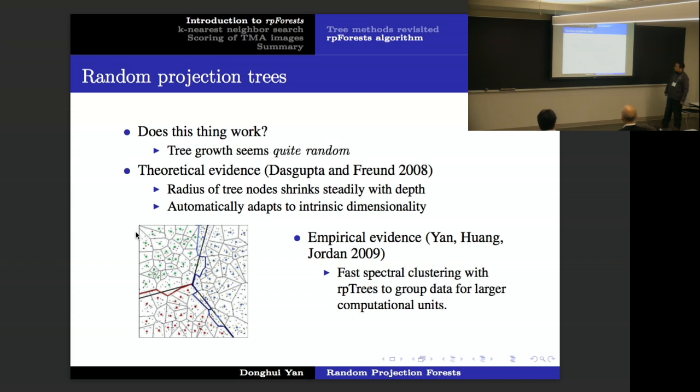And there's also empirical evidence. For example, in the method which I proposed with my friends Huang and Jordan in 2009, we wanted to speed up spatial clustering, which usually takes about cubic complexity. So how do we speed up the computation? What we did was this.